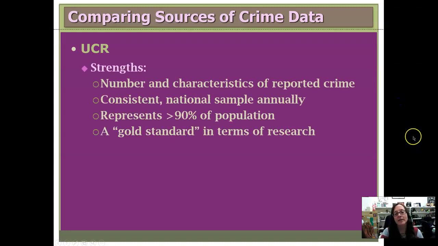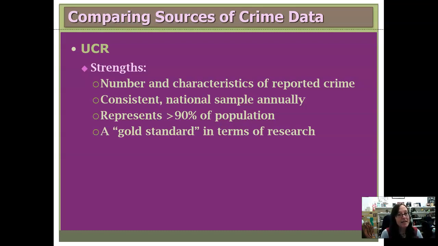So the UCR has a number of strengths. First of all, you get the number and the characteristics of all reported crime, or at least everything that is submitted to the UCR by the police departments. It is a consistent national sample that is taken annually, so it's really great for comparing over time and in different areas, and based on if there's new policy changes, things like that, you want to see how it affects at least reported crime. This is great for that.